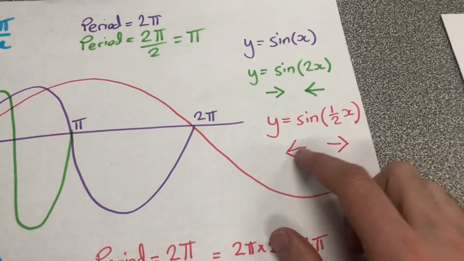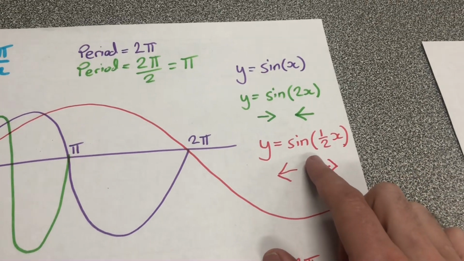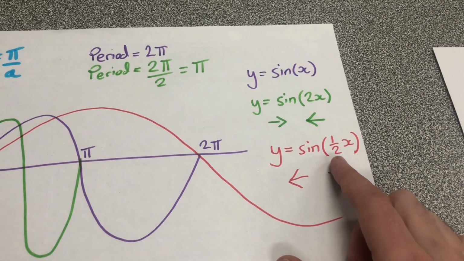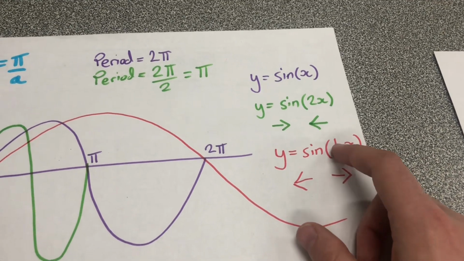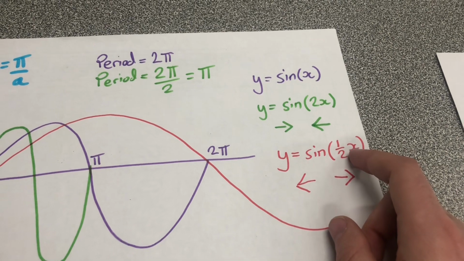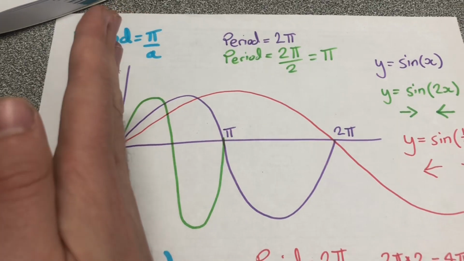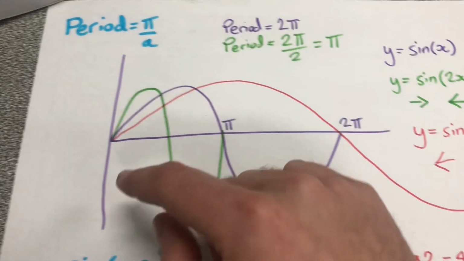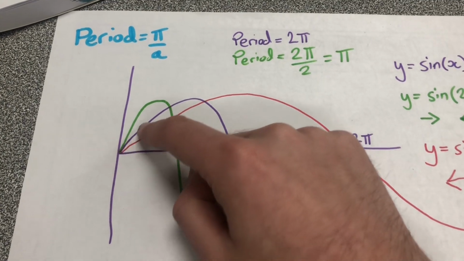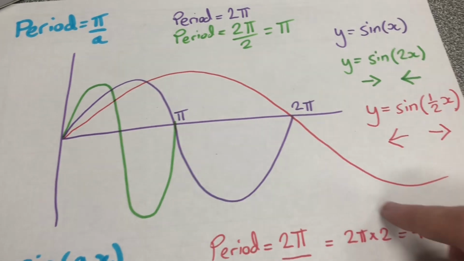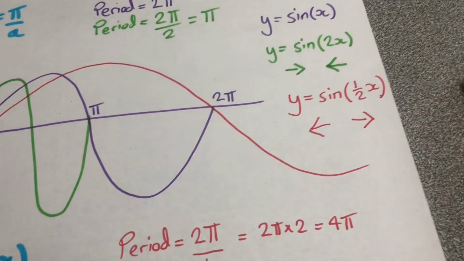Finally, if I had 1/2 next to x here, it's going to increase my period. So you can see that my period not only goes to 2 pi, but it keeps going on and on and on, and it goes off my page over here.